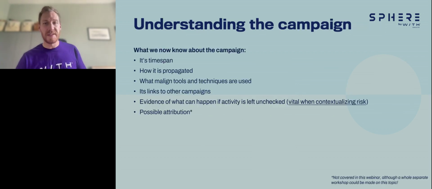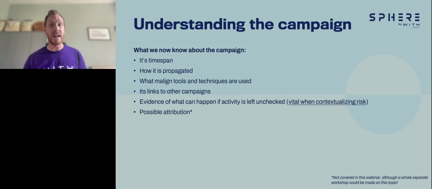But we've got a really good understanding of the campaign now, largely from these pivots that all came from one single indicator. We know its time span, we understand how it's propagated, the tools and techniques used by the actors. We've managed to link it to other campaigns, if you remember the WinSCP activity and some of the other phishing. And I guess maybe not from the indicator, but from our incident response case, we now know what can happen if the activity is left unchecked. This is really important because it enables us to contextualize risk.